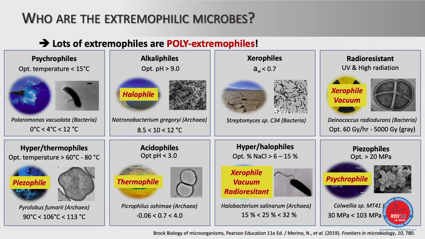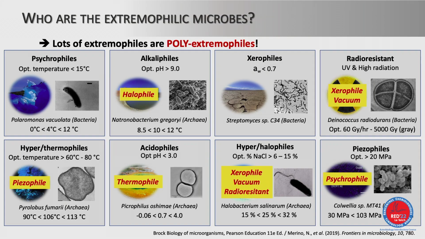But what we know about those extremophiles is that they are also polyextremophiles. Some of them combine different strategies to cope with multiple stress conditions. For example, Natronobacterium is an alkaliphile, but also a halophile. Deinococcus radiodurans, we call it the Conan bacteria because it's the most resistant bacteria we know, and it can also resist really dry conditions and also vacuum.